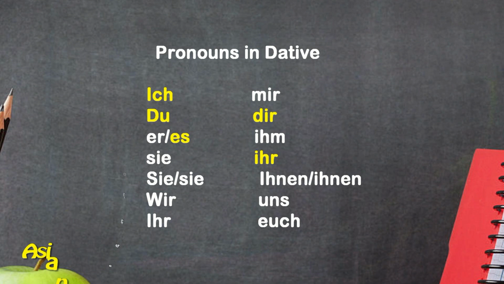For ich we use mir, for me, and du: dir, dir means you, and ihm, him, er: ihr, her, Ihnen and ihnen for you and them, uns for us, and euch, euch means you all.